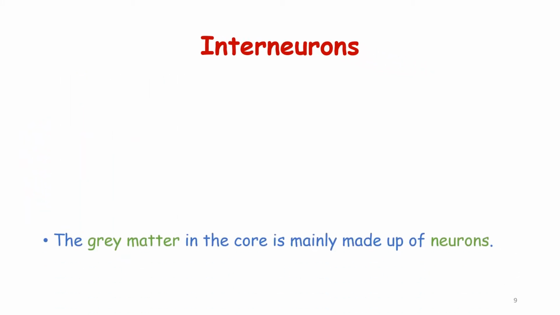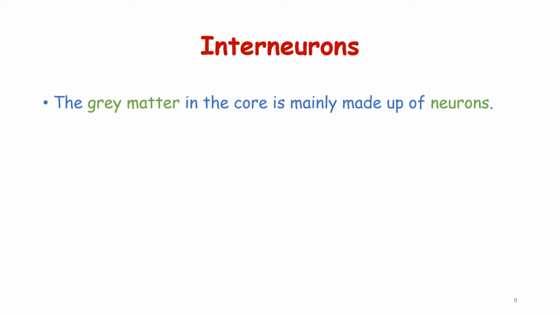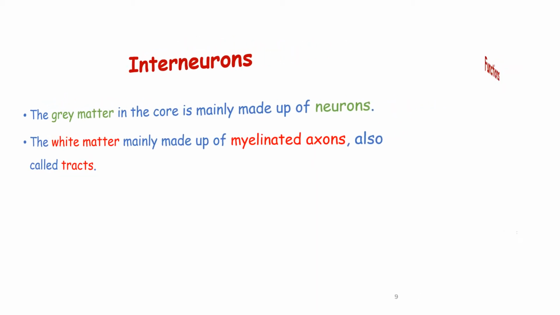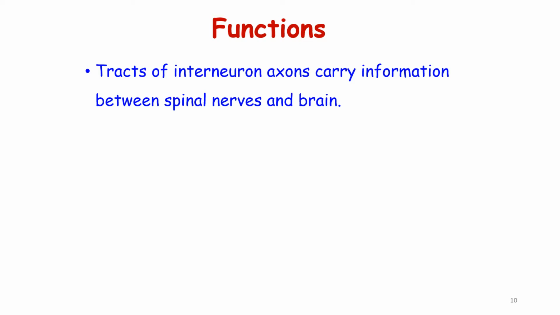Interneurons. The gray matter in the core is mainly made up of neurons, primarily cell bodies and dendrites. The white matter is mainly made up of myelinated axons, also called tracts. The spinal cord has tracts of interneuron axons to carry information between spinal nerves and the brain.